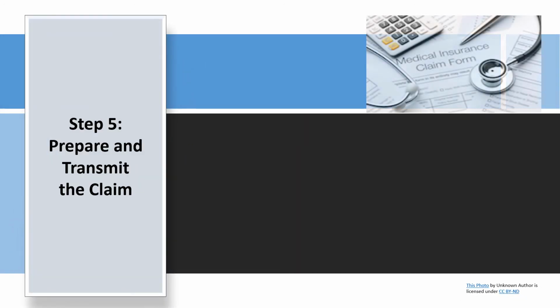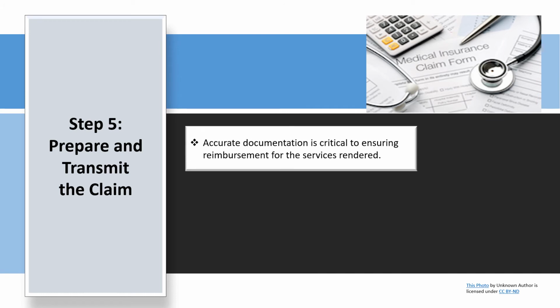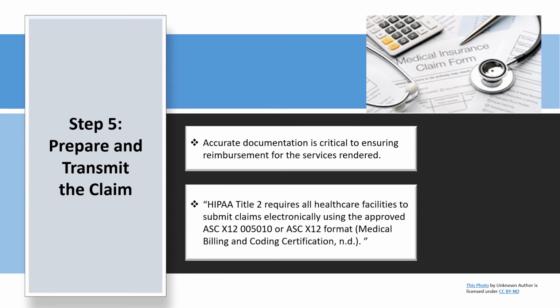In step 5, we will prepare and transmit the claim. Accurate documentation is critical to ensuring reimbursement for the services rendered. The smallest mistake can cause the insurance company to deny the claim, thereby delaying patient treatment. As per the Medical Billing and Coding Certification website, HIPAA Title II requires all healthcare facilities to submit claims electronically using the approved format.